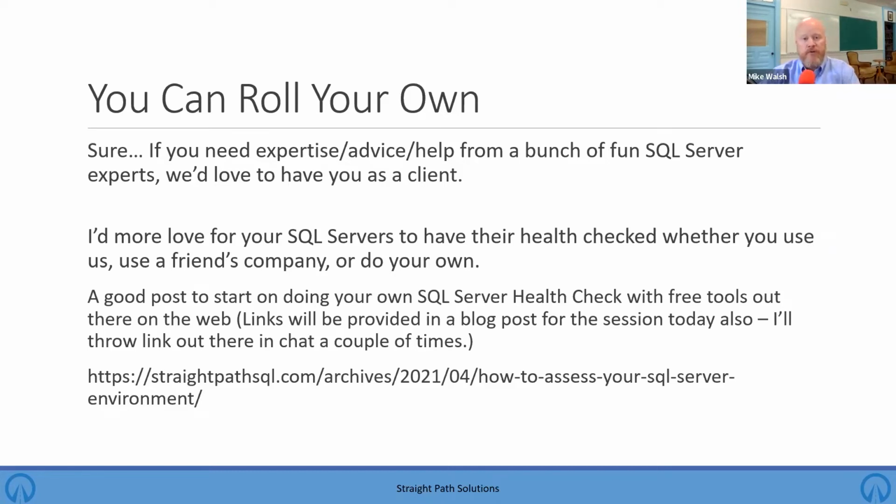But you can do your own SQL Server health check. I have a lot of content on my blog about how to do it. And there are lots of tools out there on the internet. Brent Ozar's tools and Glenn Berry's scripts are great. There are things in the dbatools PowerShell module that you can use. There are many, many ways to do this. The trick is to do it and to start focusing on something. So check out that link in the list of links and start looking at doing your own SQL Server health check.